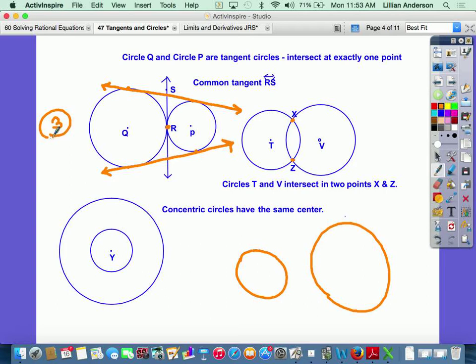These 2 types of circles, how many common tangents do you think they're going to have? 2. They're going to have one that runs along the top, and then one that runs along the bottom.